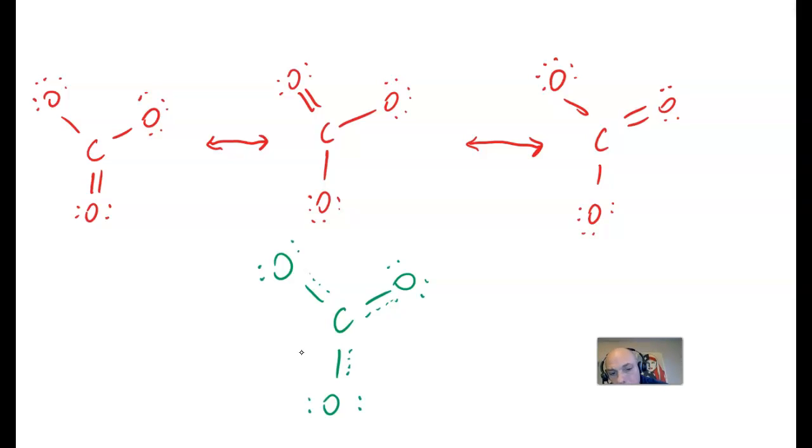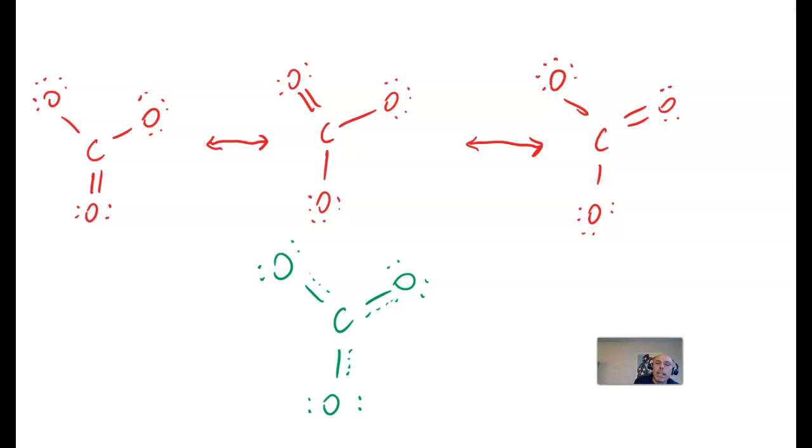When there's more than one option for where you think the double bond should be, because the peripheral atoms are the same type, when the molecule's symmetrical, except for the placement of the double bond, then that double bond is shared evenly amongst all the atoms and creates what's called resonance. It's weird, but it exists.